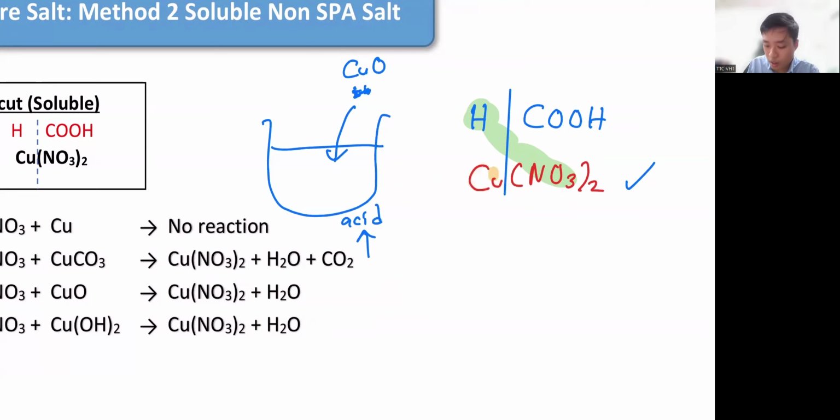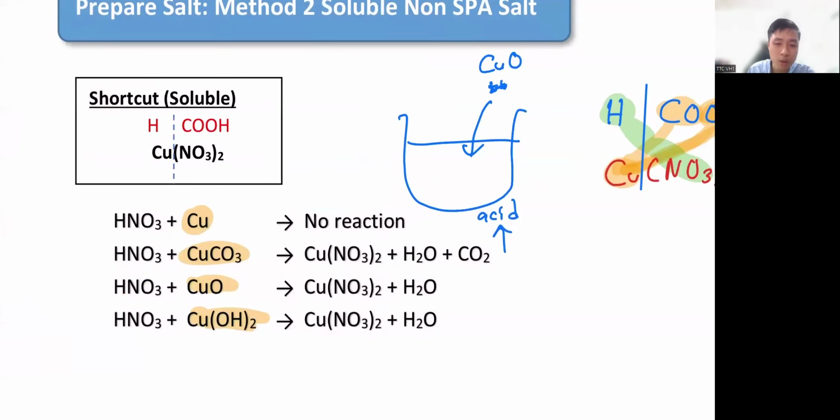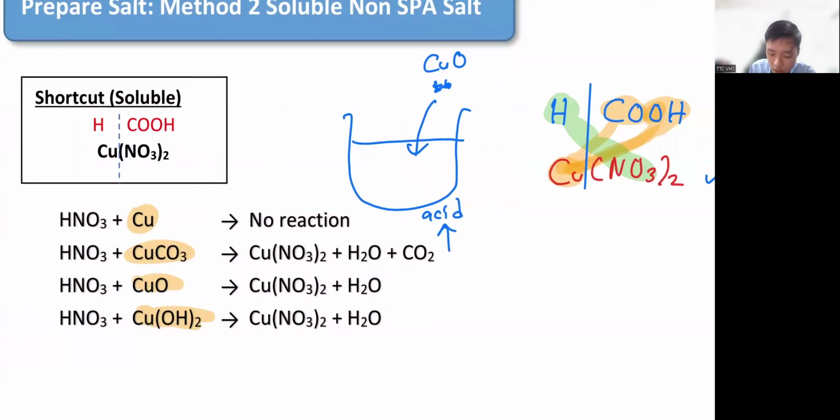Second, copper is the first choice. You have four choices: copper metal, copper(II) carbonate, copper(II) oxide, or copper(II) hydroxide. They are all available to react with acid so that all of them can give you copper(II) nitrate. Do you understand?